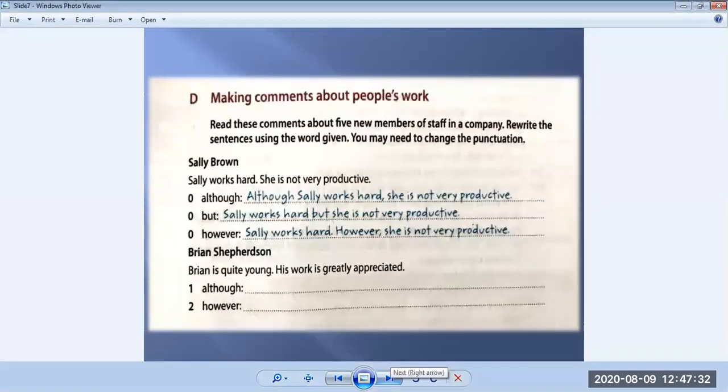Here, making comments about people's work. Read these comments about 5 new members of staff in a company. Rewrite the sentence using the word given. You may need to change the punctuation, for example. Sally works hard. She is not very productive. Although Sally works hard, she is not very productive, for example. Or, Sally works hard, but she is not very productive. Or, Sally works hard, however, she is not very productive. So you're going to choose any one of them. It's very simple. I'm going to leave it for you guys, okay?